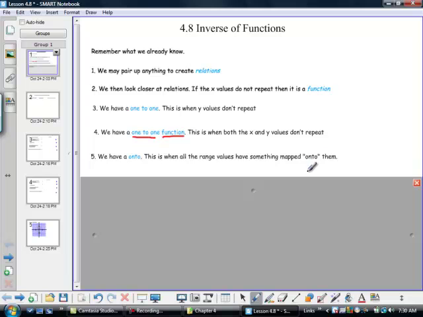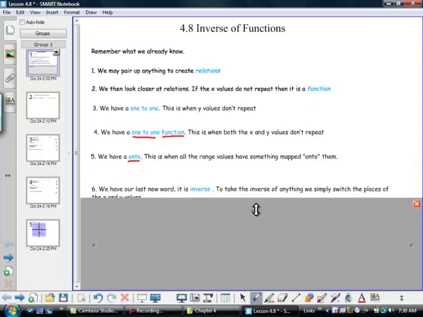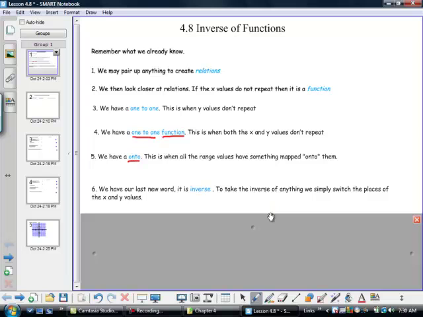Then we learned about onto. This is when all the range values have something mapped onto them. So everybody is onto something. And the last word we have for this chapter is inverse. To take the inverse of anything, we simply switch the places of x and y. And you've actually done that in geometry. You'll see what an inverse is, and you've been doing it all along going, oh, that's an inverse?